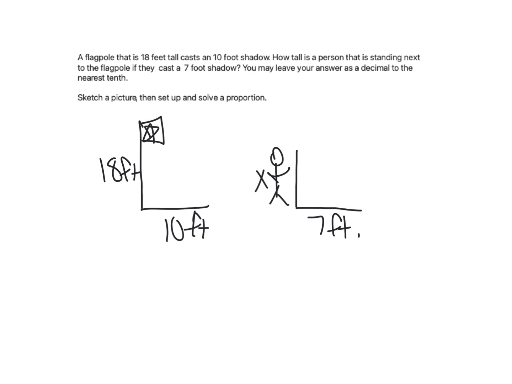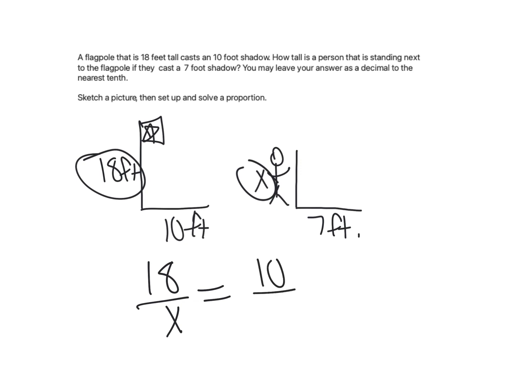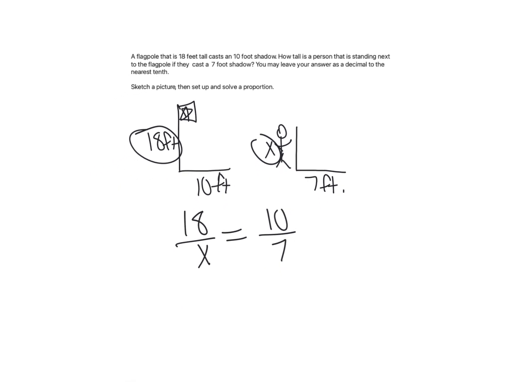So if we look at our corresponding pieces, then we have height of the flagpole, height of the person. So we're going to go 18 over X. And then we are going to go shadow of the flagpole over shadow of the person. So then we are going to have 10 over 7. And when we go ahead and solve out our proportion, we get that our person is 12.6 feet tall.